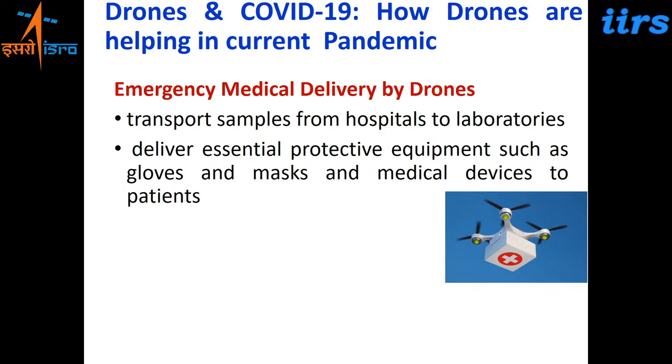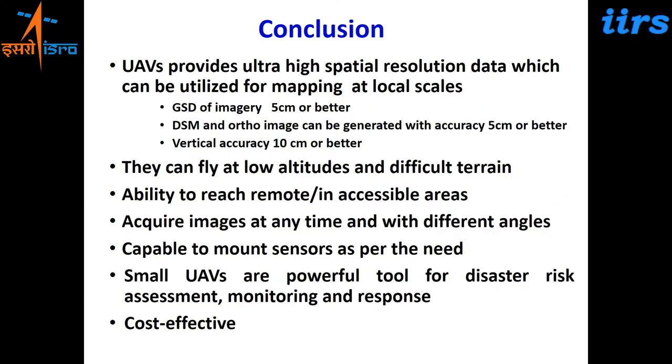So drones have been effectively used in these scenarios. Drones provide you very ultra-high-resolution data and a very high temporal resolution. So as and when you want the data, you can fly and collect the data. This data can be 5 centimeter or even 1 centimeter for that matter. Similarly, you get a digital elevation model, a digital surface model, and ortho images. Vertical accuracy is also 10 centimeter, depending on the acquisition and the spatial resolution. So the vertical accuracy can be 10 centimeter or even better.